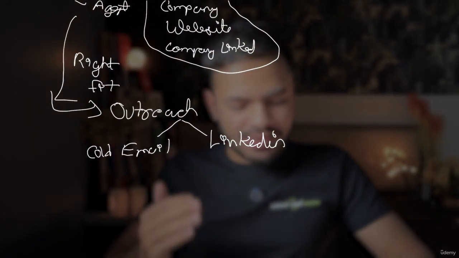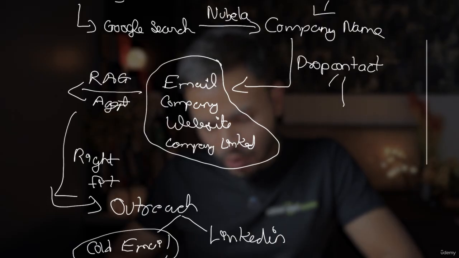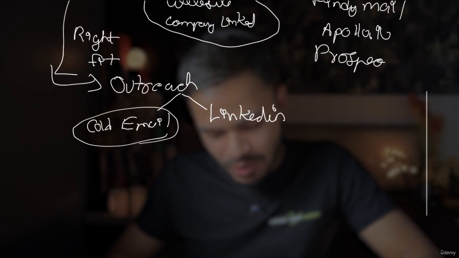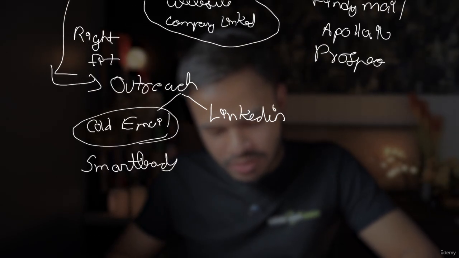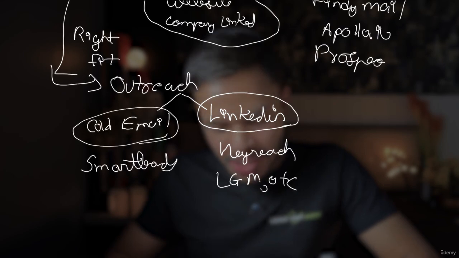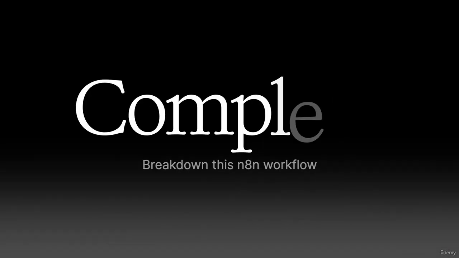See, feel free to be flexible with the tools. For instance, if you don't want to use Dropcontact, right? If you want to use Findymail, Apollo.io or Prospeo, same goes for the LinkedIn tool. I'm using HeyReach. You can use LGM, etc. Alright, so this is our flow. Now let us go back to our N8N interface and break down each module or each node so that you can get started with your lead generation process. Alright, I will see you there.